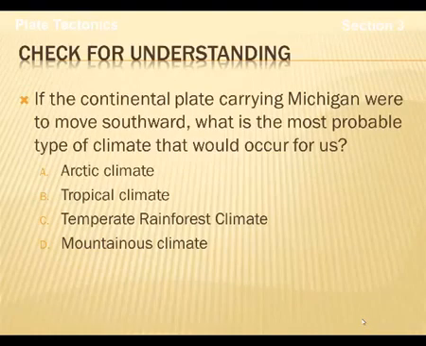If the continental plate carrying Michigan were to move southward, what is the most probable type of climate that would occur for us? Would it be A, an Arctic climate, B, a tropical climate, C, a temperate rainforest climate, or D, a mountainous climate? Please write the correct answer on the side of your notes.